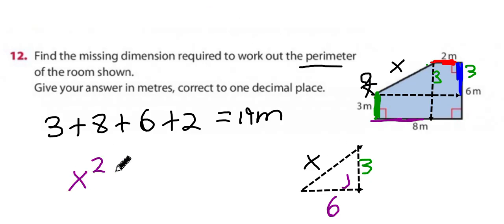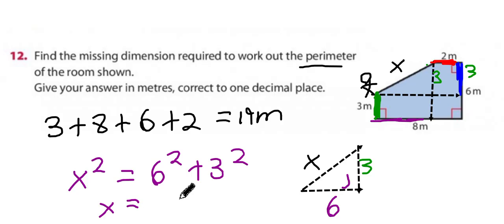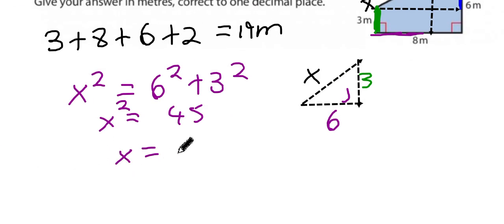So x squared equals. Well, you can't guess it. You have to work it out. So it's the other side squared and 45. 45 seems a bit long. So square root of 45, 6.7 meters.